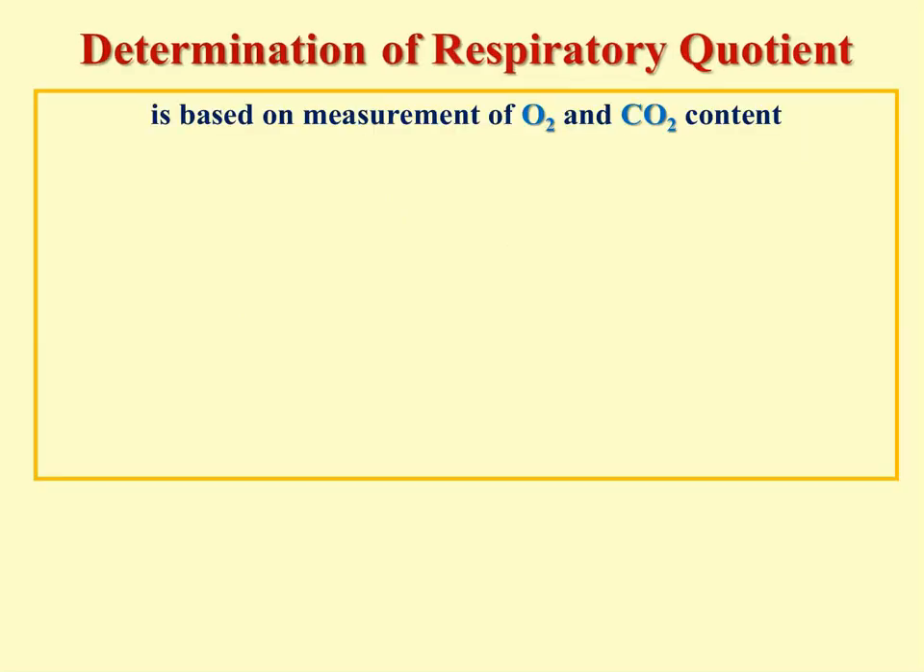Now, how do we determine the respiratory quotient exactly? We measure oxygen and CO2 content in the expired air. And this exactly is the gas analysis. Do you remember? This is indirect calorimetry with gas analysis. These are the measurements we do: oxygen and CO2 content in the expired air.